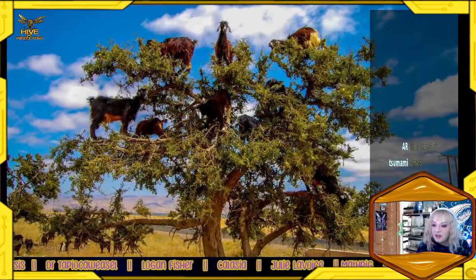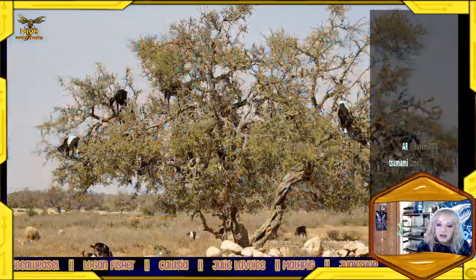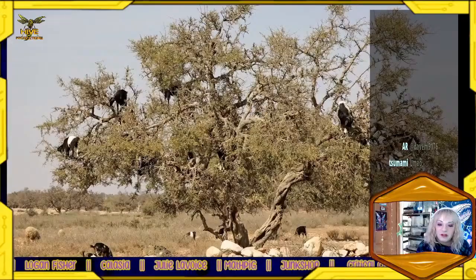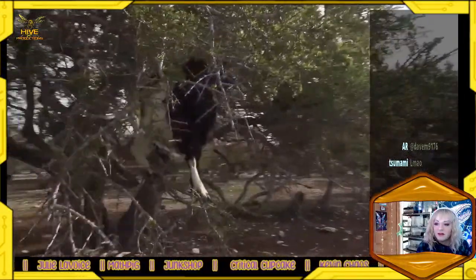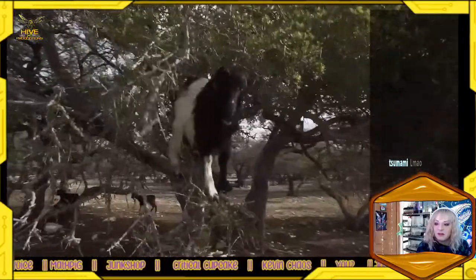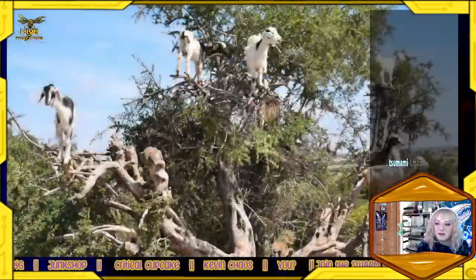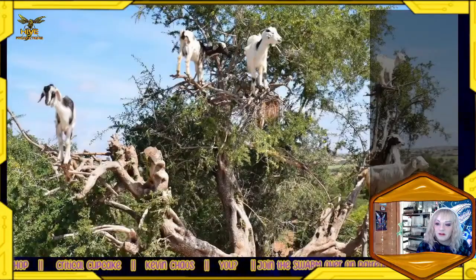What I found out after I chatted with these tree goats was that they are getting into these trees for the argan trees, and they're getting into the trees for the fruit. Now I have a black and white kid goat with me, and he just bounces up this tree like it's nothing with pure ease, and it's the most natural thing in the world for them to do.